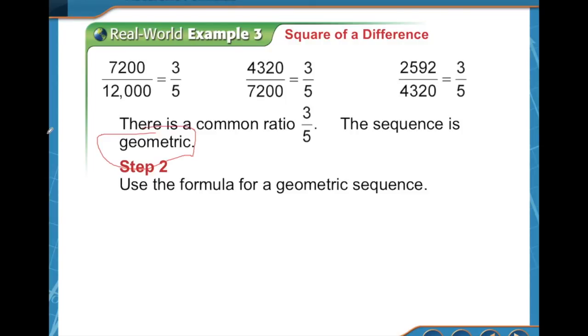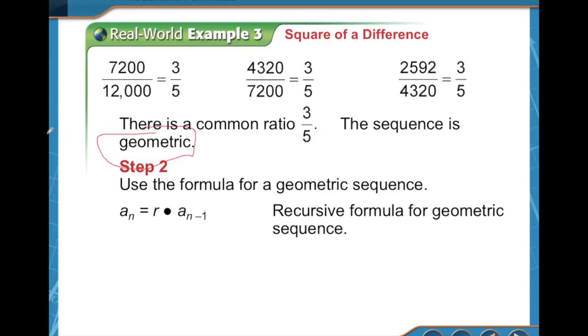So, since that is true, we will use the geometric formula, which you now know. It looks like that. And now we need to plug in one thing and one thing only. What is R? What is our common ratio? Well, good news, we already found it. It is 3/5. So 3/5 needs to go here in our formula. Plug that in, and then we have everything we need for this problem. Any term can be found by taking 3/5 times the previous term. And that is our formula.